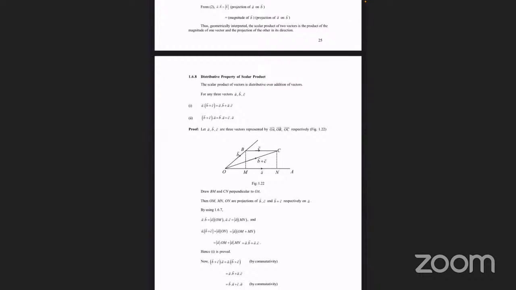Next, you have the distributive property of scalar product. That is A dot (B plus C) is equal to A dot B plus A dot C. That is the left distributive, and there is the right distributive: (B plus C) dot A is equal to B dot A plus C dot A. Even the proof is there for this, but the proof is not asked. If you know the concepts, it's enough. This is also important for solving the problems.